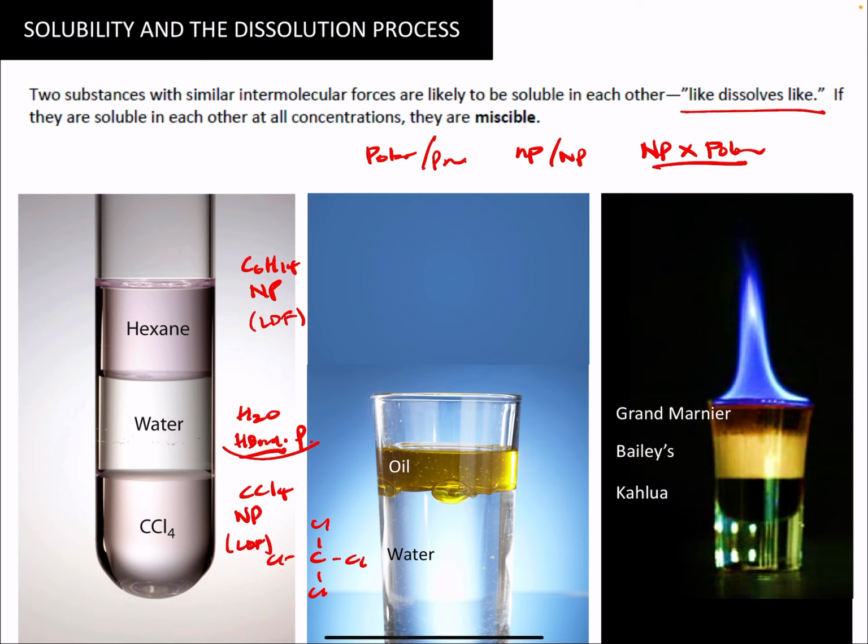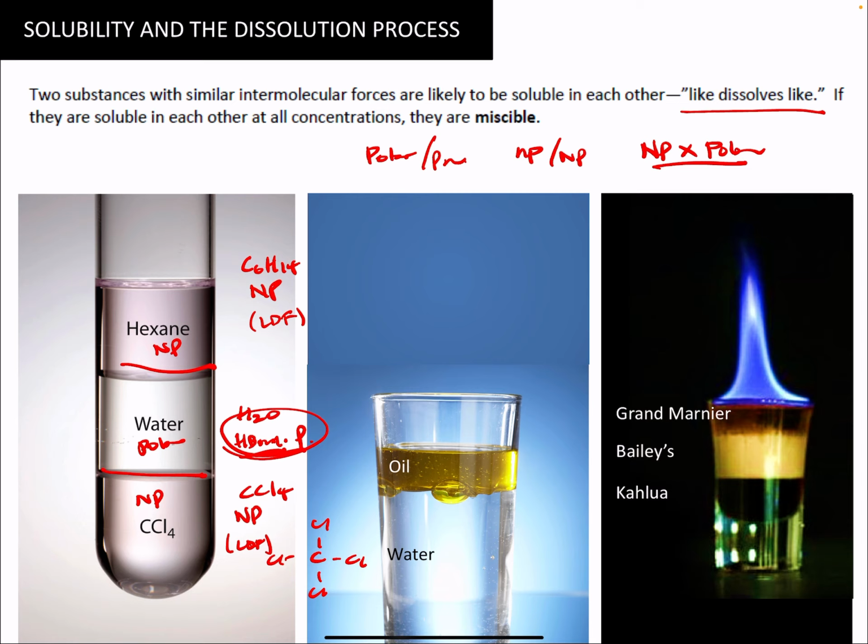And so polar water doesn't want to dissolve nonpolar hexane, and it doesn't mix with nonpolar carbon tetrachloride. Now, I guess one question is, why is the hexane on top and the carbon tetrachloride on the bottom? Well, it has to do with density. Carbon tetrachloride has a higher density, and so it'll be on the bottom. Hexane has a lower density, it'll be on the top.